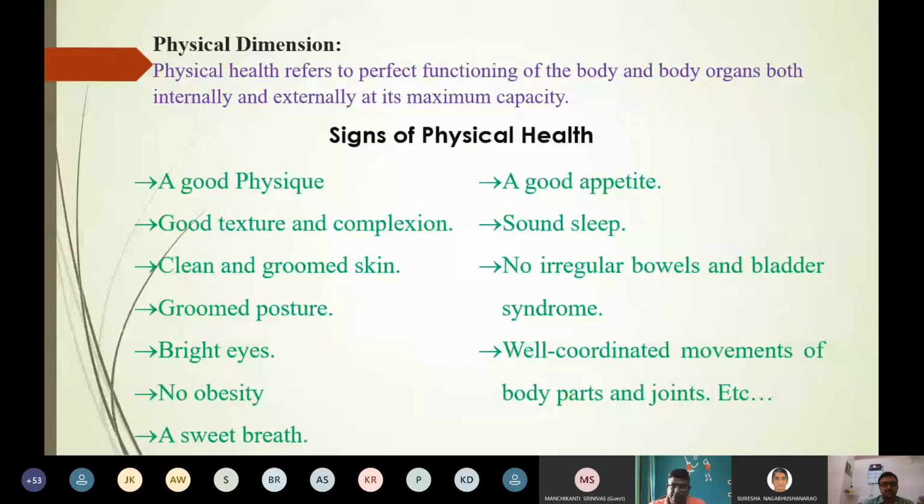Is a good physique, good texture and complexion. These are all things that are nothing new to anyone; these are very common things that we know well. A good physique, good texture and complexion, clean and groomed skin, a groomed posture, bright eyes, less obesity and a slim figure, a sweet breath and a good appetite. And at night you can get a good sleep, and there are no bowel disorders, and well coordinated movements of the body parts and joints, and all movements are peaceful and blissful movements you can experience in your 24/7 schedule. So these are the signs of physical health.